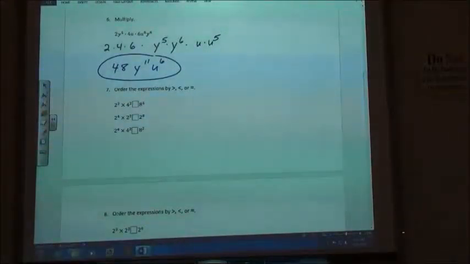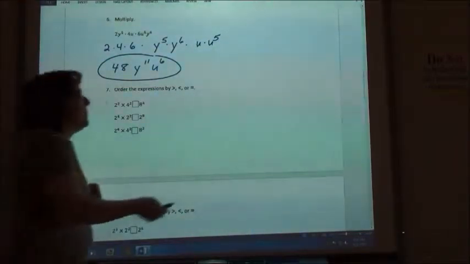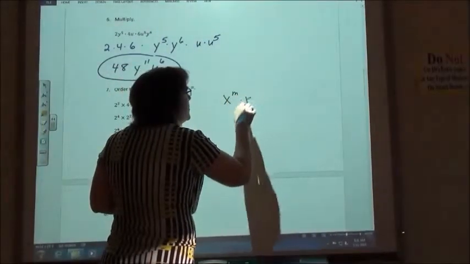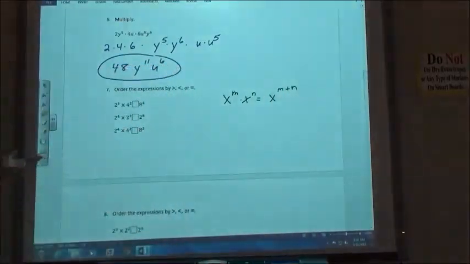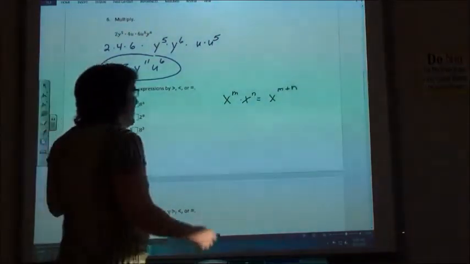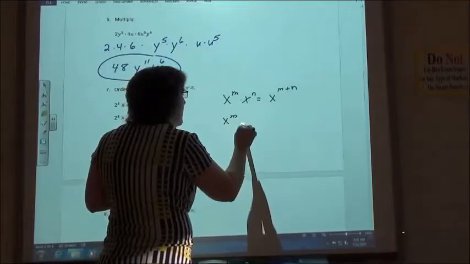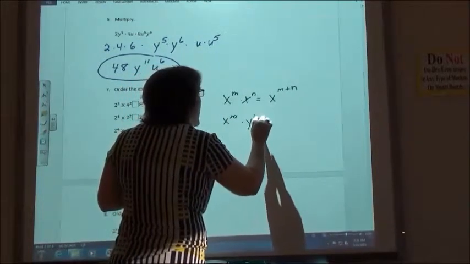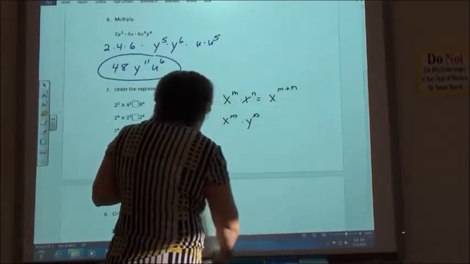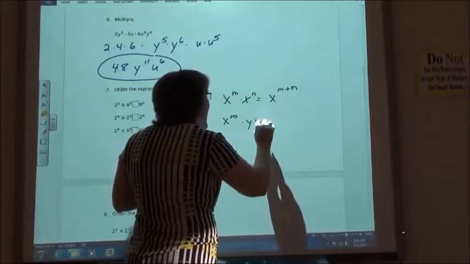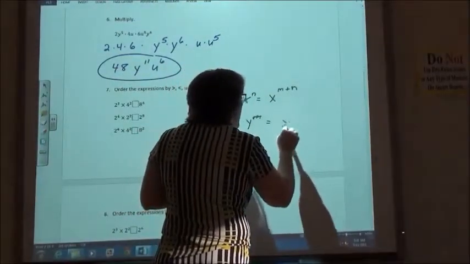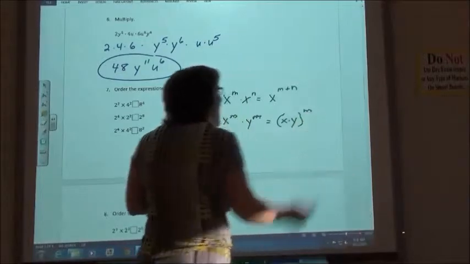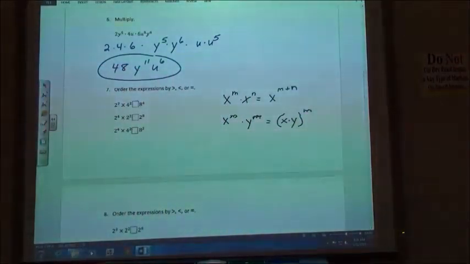is trying to get you to compare expressions, and they want you to get used to some of the rules. We already had the rule if my bases were the same, x to the m times x to the n, I add my exponents, x to the m plus n. They're also going to give you the rule that if my exponents are the same, if I have x to the m times y to the m, you're going to get x times y to the m power. So I multiply my bases and keep that exponent.